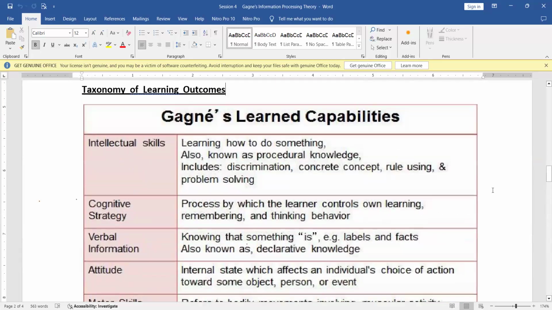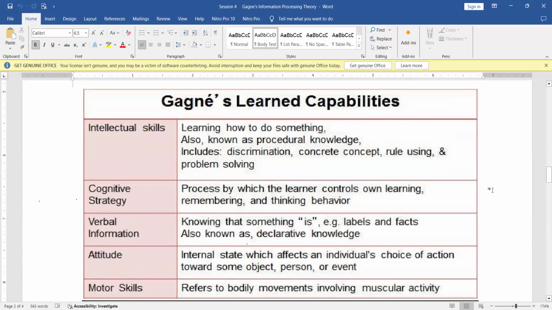Then we have to talk about learning outcomes. Gagne also talks about learning outcomes. But you might know in educational technology, we are going to discuss it, but you might already know because you are a product of SLEAT and colleges of education.